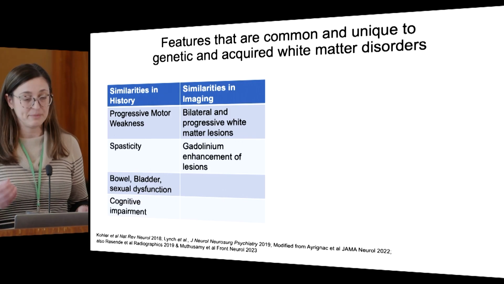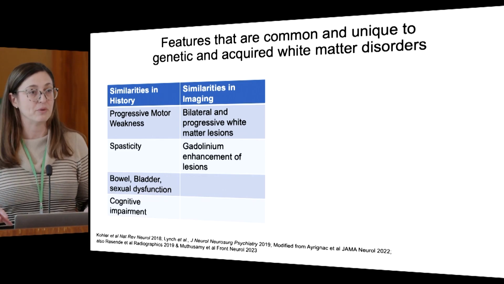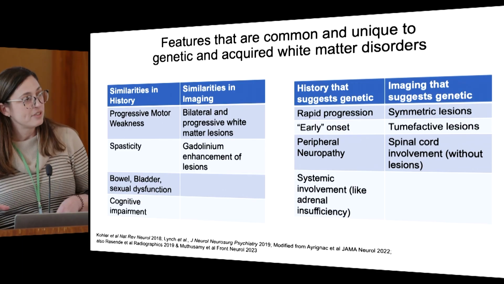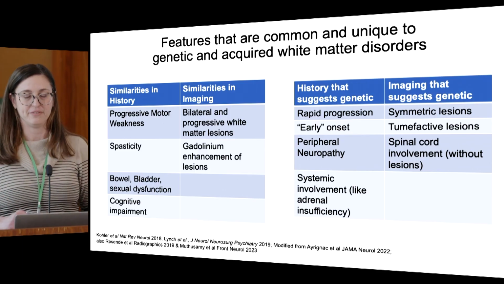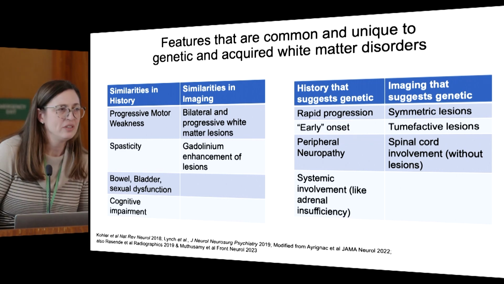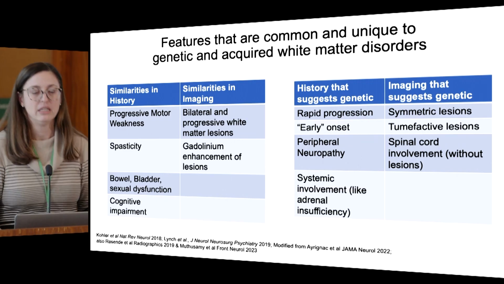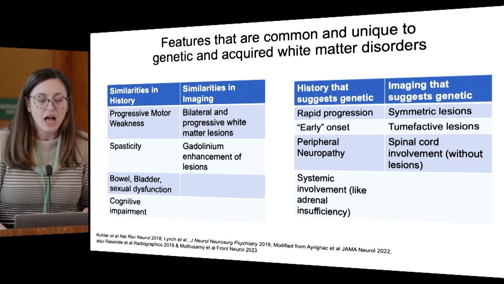There's similarities in imaging. You can have bilateral and progressive white matter lesions and gadolinium enhancement in both. So that actually doesn't differentiate it. There are some aspects of history that push you in the direction of it could be genetic, right? If it's a rapid progression that's unexpected, if it's an early onset. I don't actually know what early onset means in the adult world. Is that 20s, 30s, 40s? I don't know. We'll see. Now that, at my age, I'm gonna say 50s can be right.